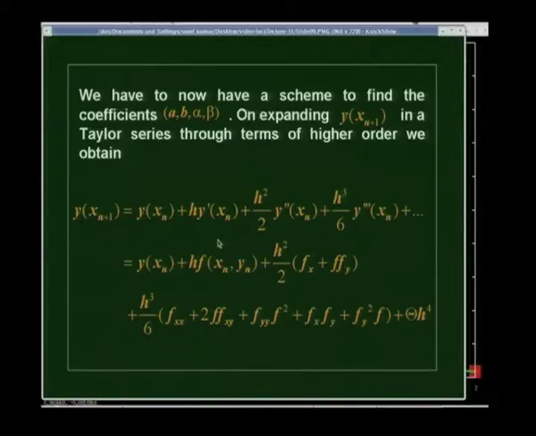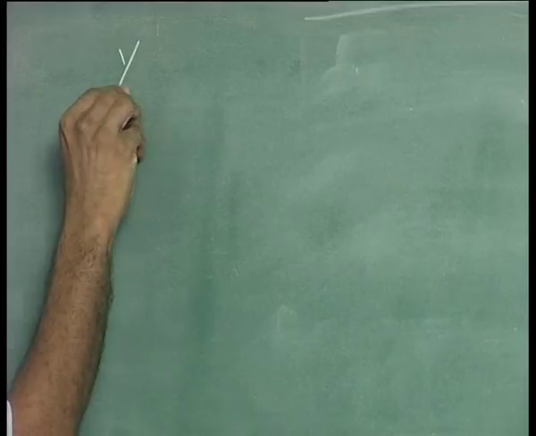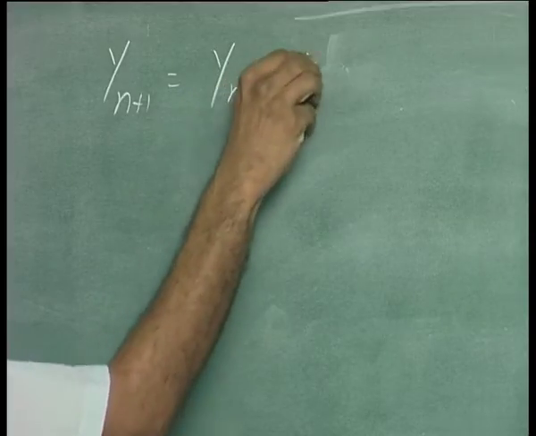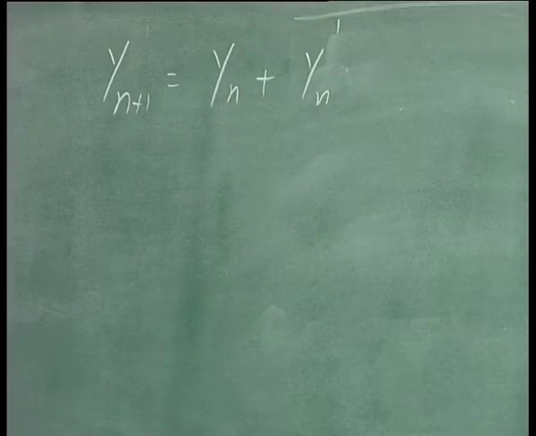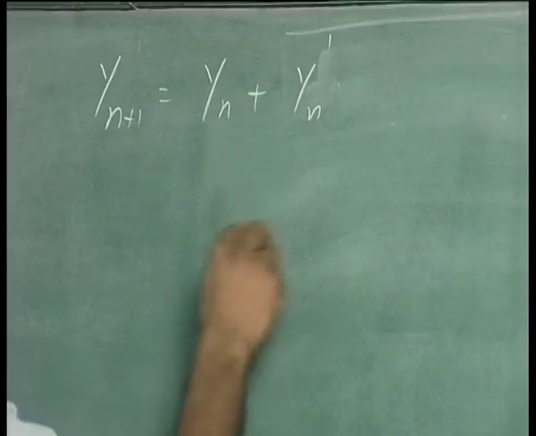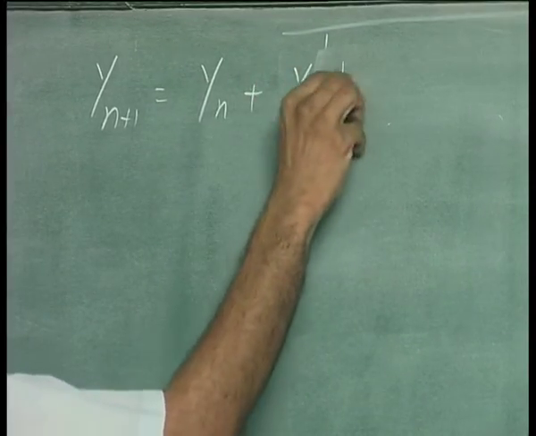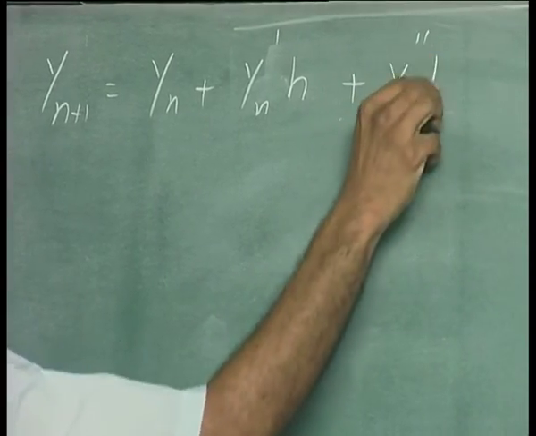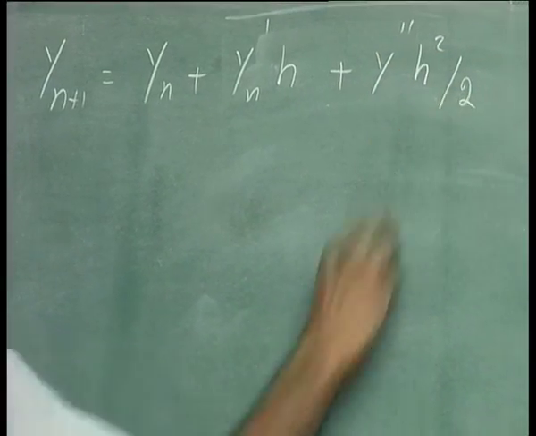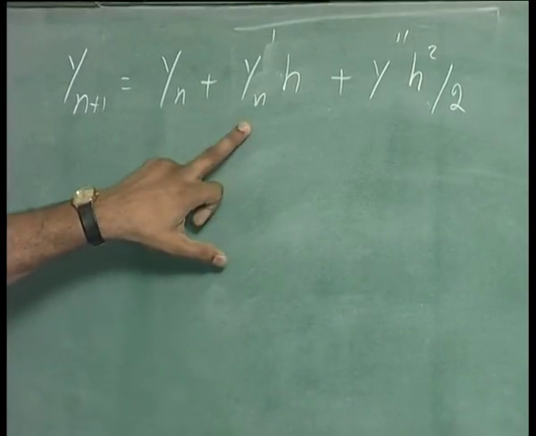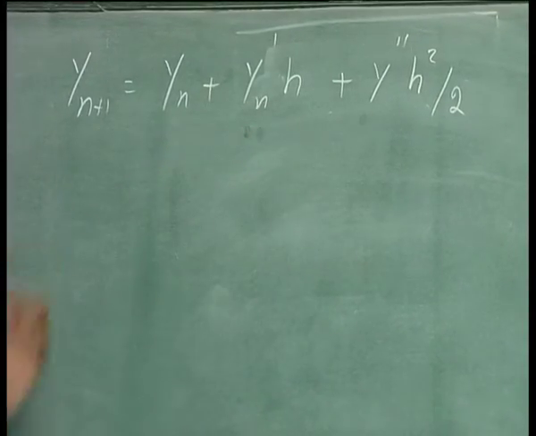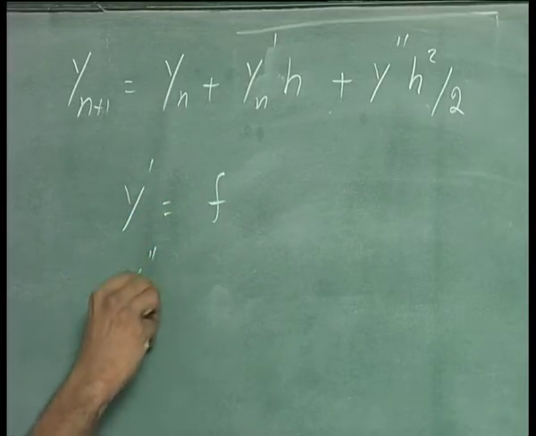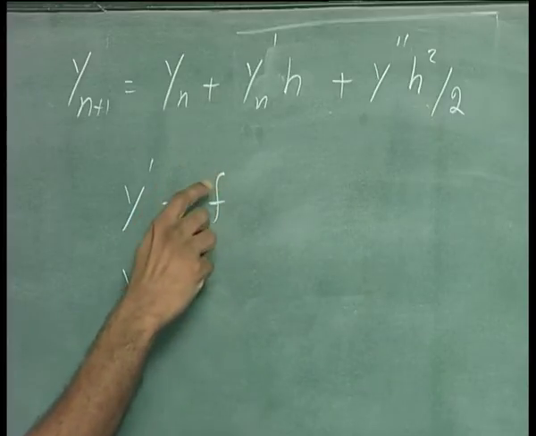Okay, so what we are going to do is write y at n plus 1 as y_n plus y_n prime, that is the derivative evaluated at that point, times h, and then we can write y_n double prime times h squared by 2, etc. Now y_n prime is f, so y prime is the function f. And y double prime is a function of x and y.